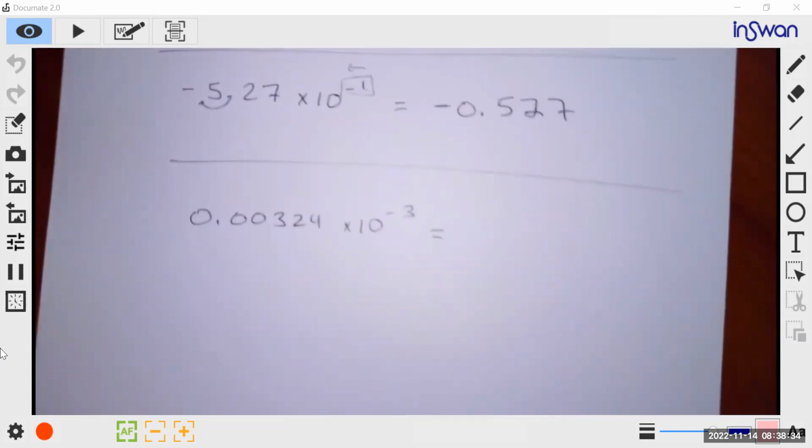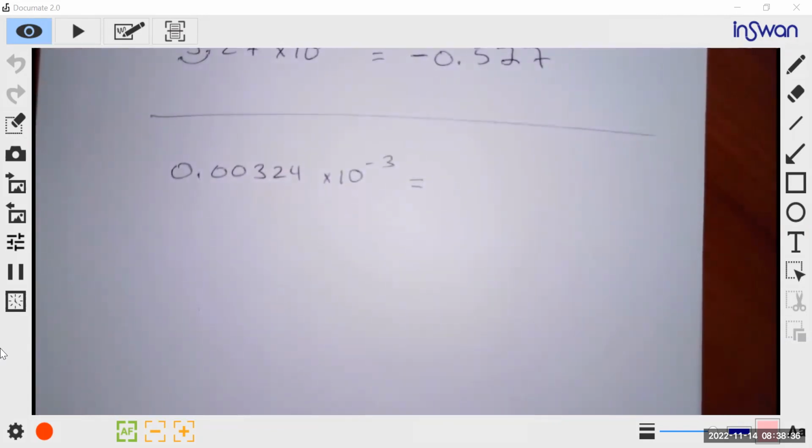How about this one? That is a good question, though. The zero is the coefficient, the first of the numbers. So yes, the whole number is negative.